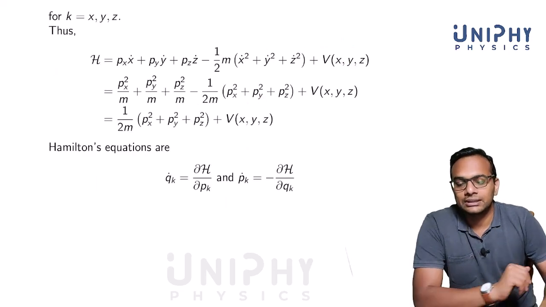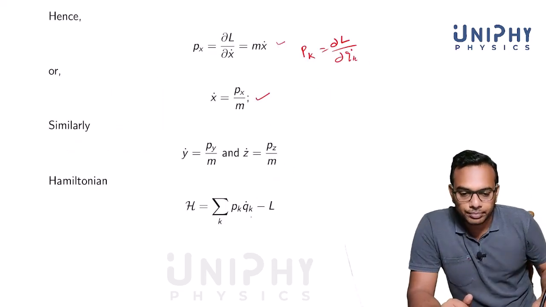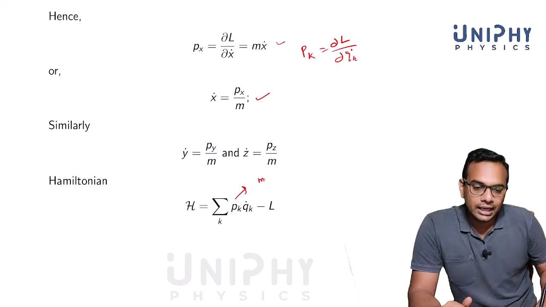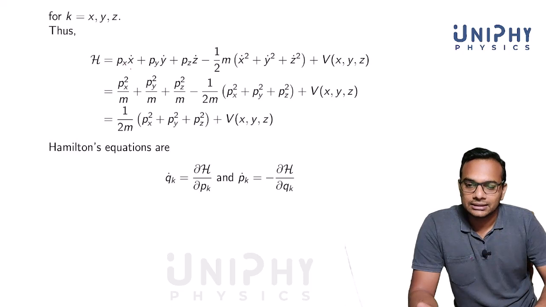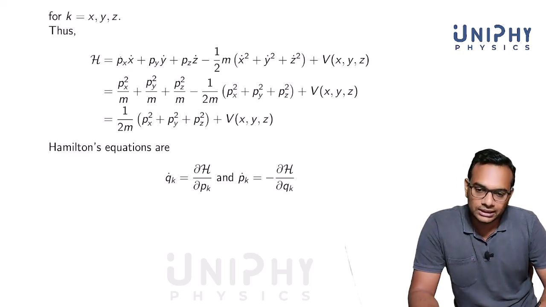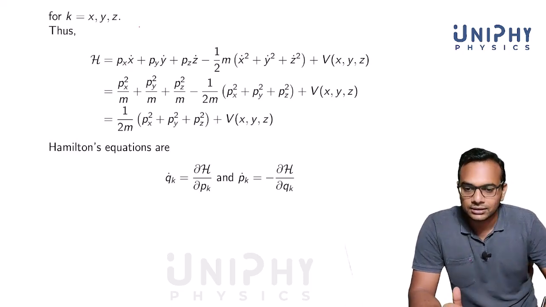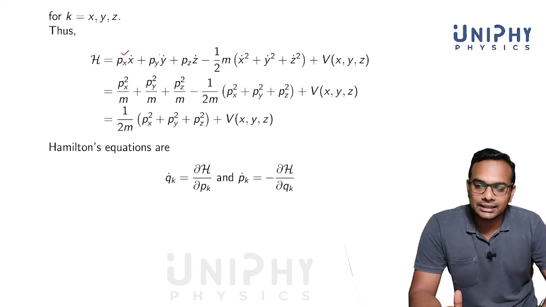So we just substitute here. It's pk qk dot, so it is m x dot x dot plus m y dot y dot plus m z dot z dot. In terms of p, we write it here: px x dot, py y dot, pz z dot, and then minus the Lagrangian L.